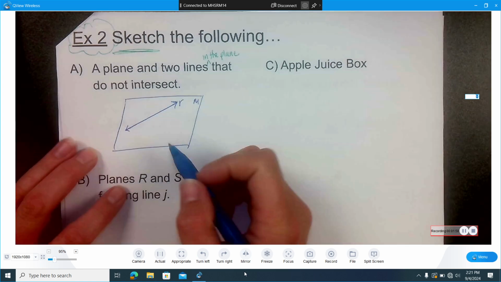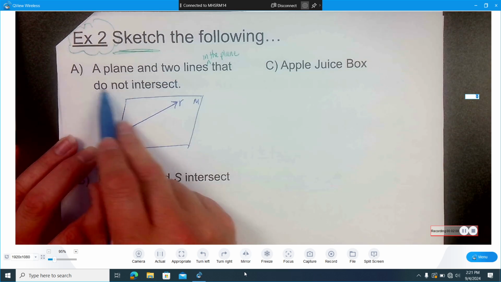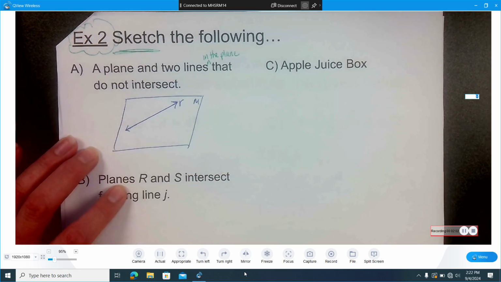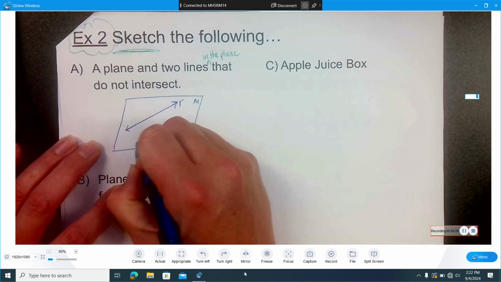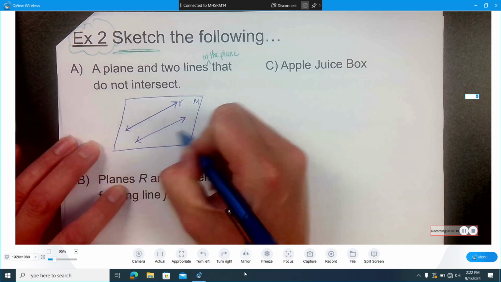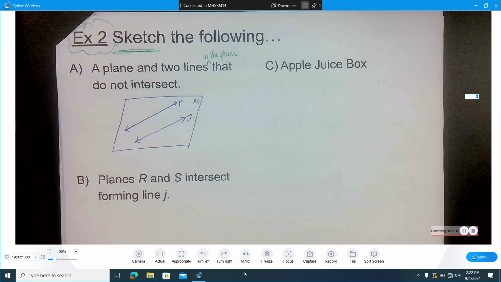Now I'm going to draw my other line, 2 lines that do not intersect. What is the mathematical name for 2 lines that do not intersect? Parallel, very good. So I'm just going to draw a parallel line. There's line S. All right, and my picture's not awesome, but we're going to give ourselves a little grace and say that that's okay. They're parallel. They do not intersect. Super.